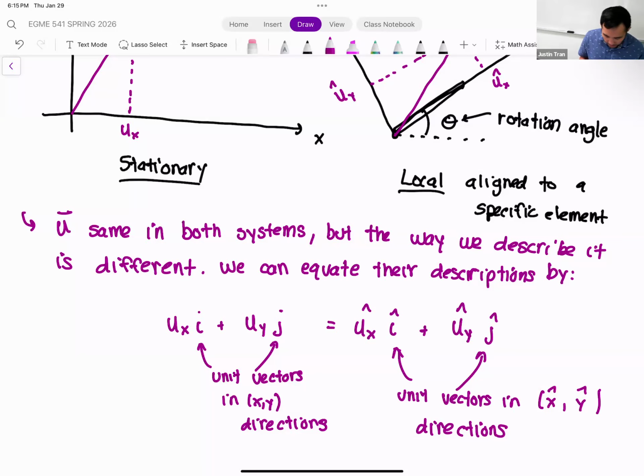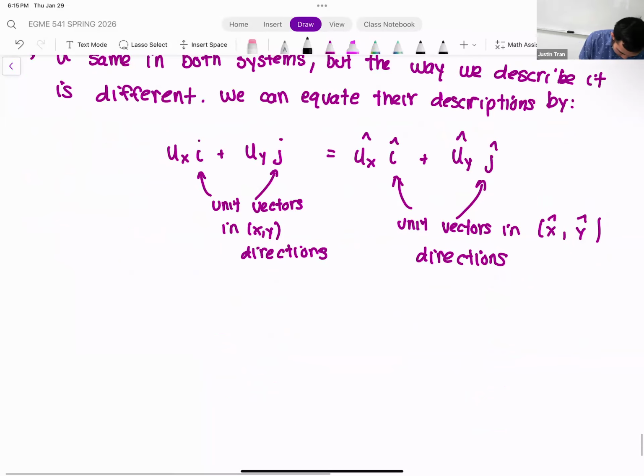Okay, all right, so let's go ahead and work on this expression here. The way that we're going to do this is we're going to draw out each of the unit vectors, and we're going to define each of those unit vectors relative to the coordinate axes in the opposite system. So in other words, let's draw not i hat, let's draw i. And let's define i relative to the coordinates in the local coordinate system.